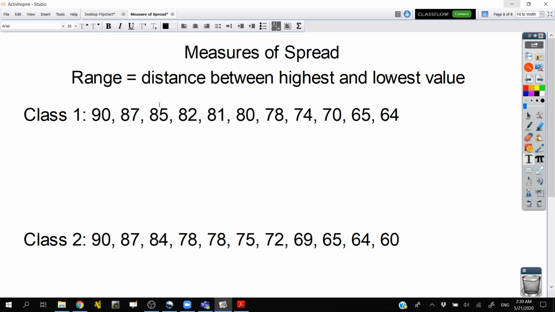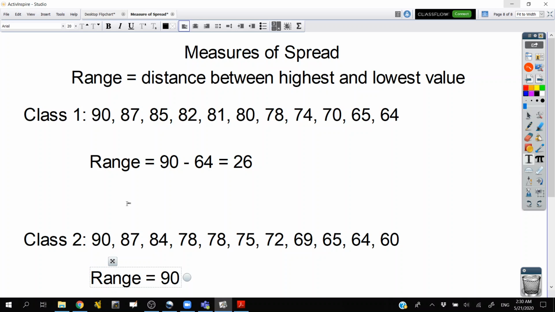There's exactly one you have to know about. The range is the distance between the highest and lowest value. So for this one, the highest value is 90 and the lowest value is 64. And so the difference between those things is 26. And that's our range given that data. This one will be similar. Highest value is 90, lowest value is 60. So the range there is 30.